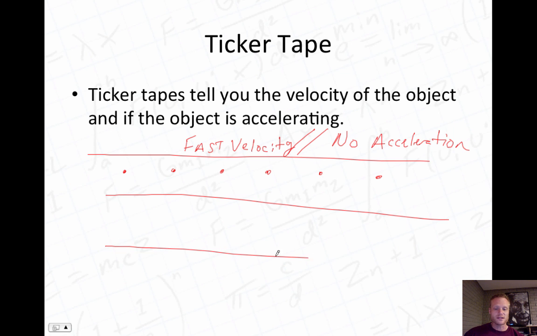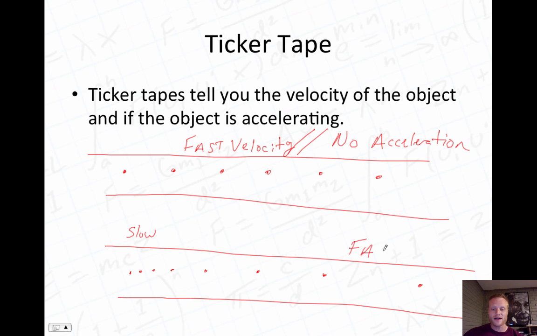Let's take a look at another ticker tape diagram down here. Let's say I have some dots here, and you can see that basically it starts off, this object, whatever it is, starts off relatively slow over here because the dots are pretty close together, but as it moves and progresses from left to right, all of a sudden you can start seeing, man, it's really starting to go fast over here. Is there a change in acceleration? Absolutely, right? The velocity is changing, so there is a change in acceleration.